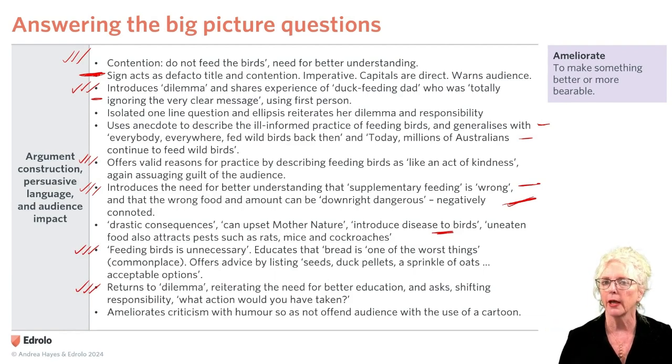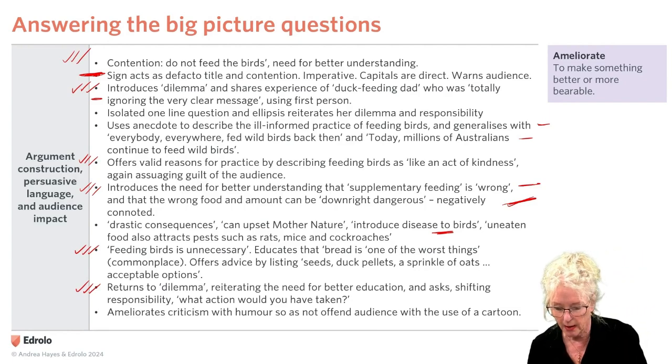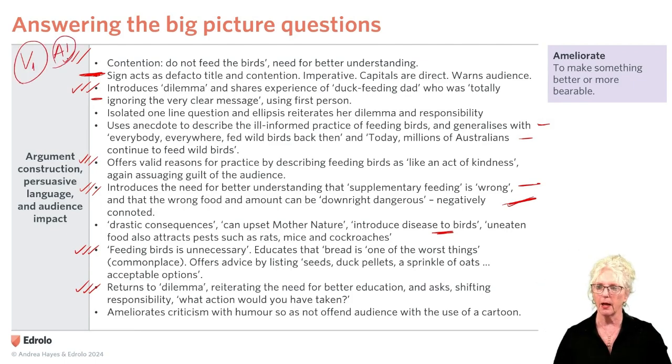You've got to think, okay, whatever argument points I discuss or analyse in my response, I must always think, where am I going to put the visuals? So visual 1, the sign, that can go here if we say, okay, this is my argument point 1, the contention, how it's set up, because the contention is very obvious at the start. So that would be one that I would definitely use. And introducing her dilemma, you might use that as a second argument point.